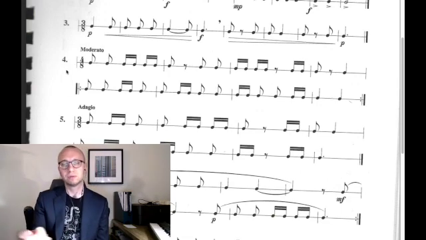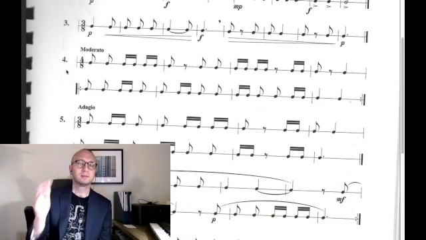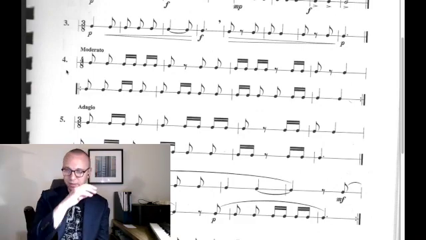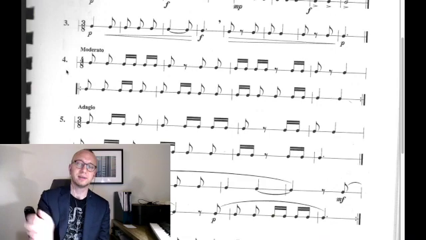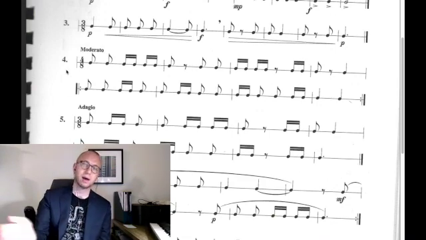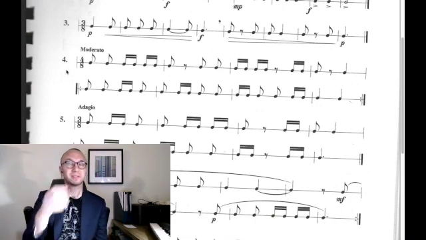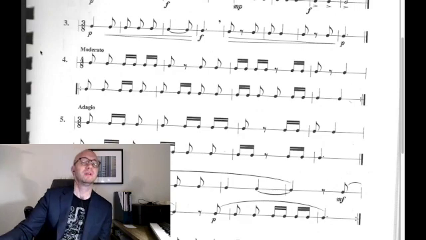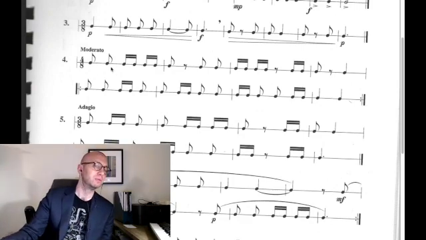1, 2, 3. Ta ta ta di ta di ta ta ta ta di ta di ta di ta ta. Cool. It's as simple as that. So I'm not trying to subdivide in any crazy way. I'm literally just thinking of this eighth note as the new beat unit and these 16ths as the division.